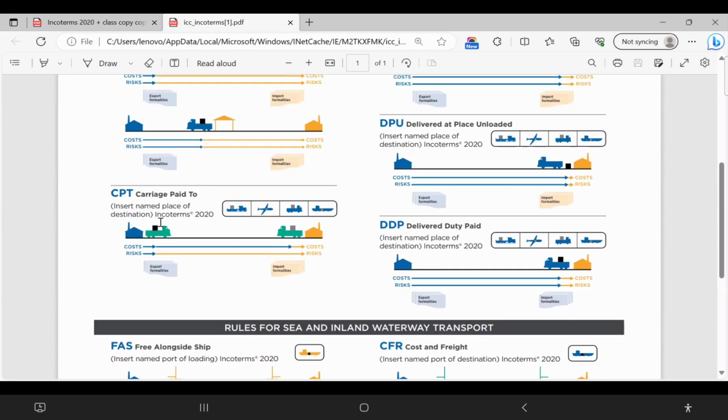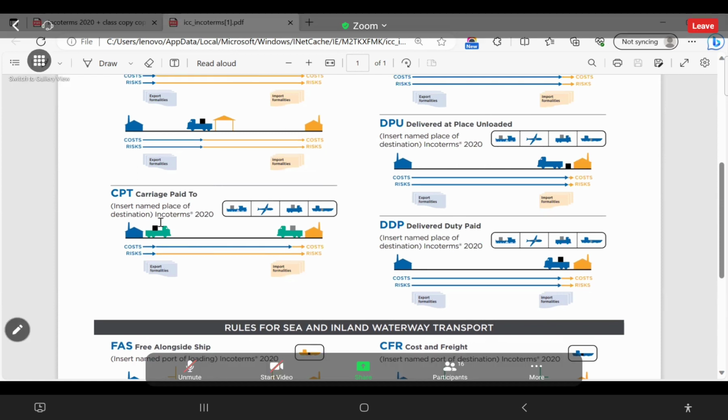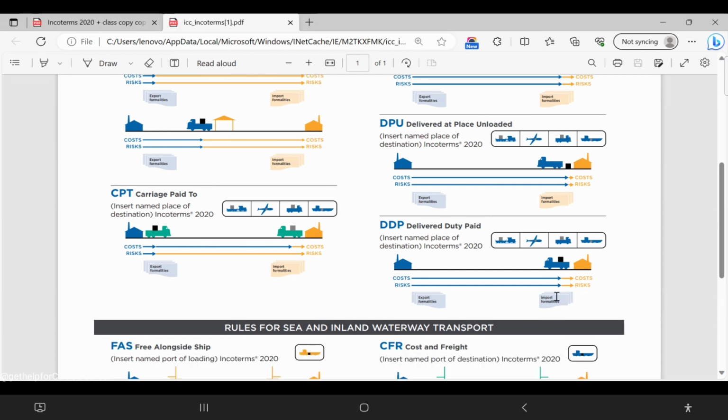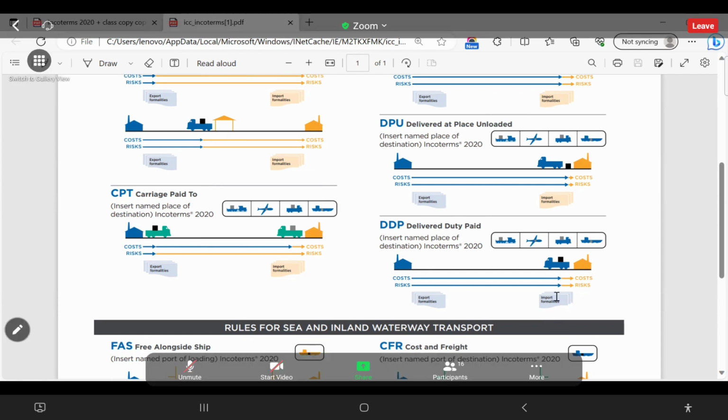Okay, now under DDP, where is the delivery happening? At the buyer's place. Yes, when the goods are made available at the buyer's premises. Under DDP, is the seller required to unload? No. Yes or no? No. So import formalities under DDP? By the seller. By the seller only.